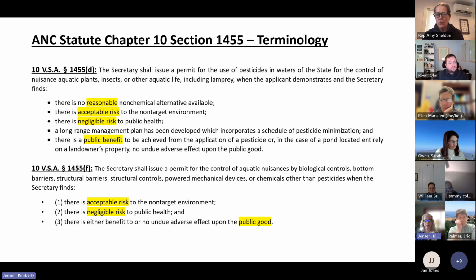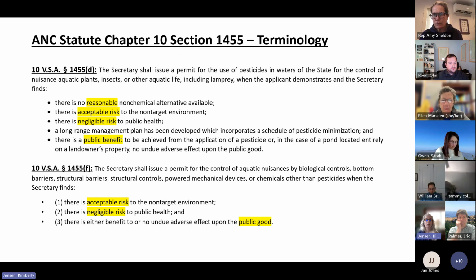So this is exactly from statute 10 VSA, chapter 50, section 1455D. There's no reasonable non-chemical alternative available. There's an acceptable risk to the non-target environment. There's negligible risk to public health. There's a public benefit to be achieved from the application. And in chapter 50, section 1455F, there's an acceptable risk and a negligible risk and public good.